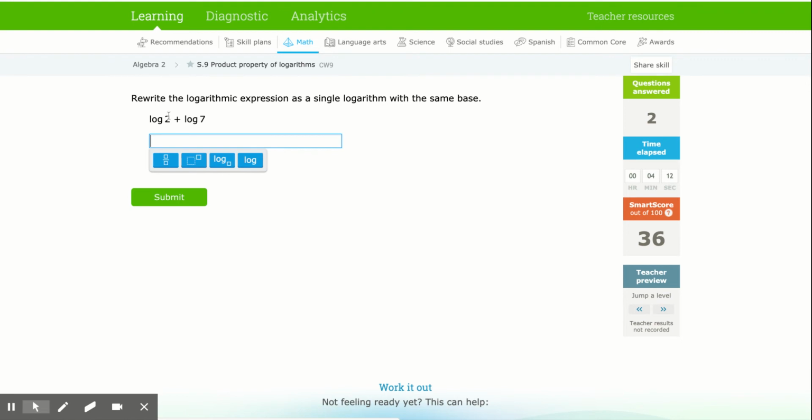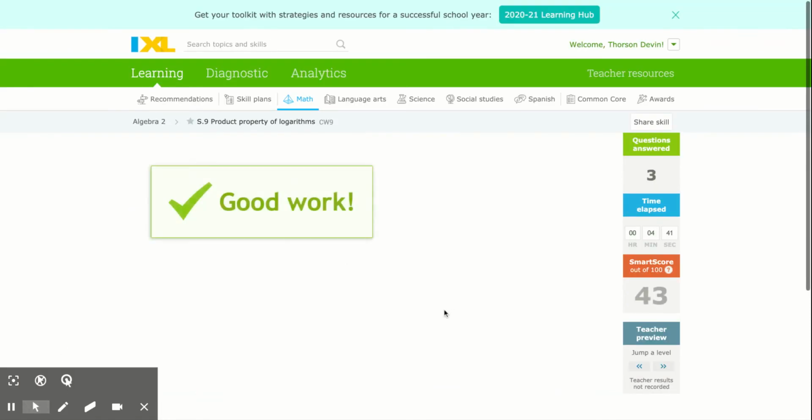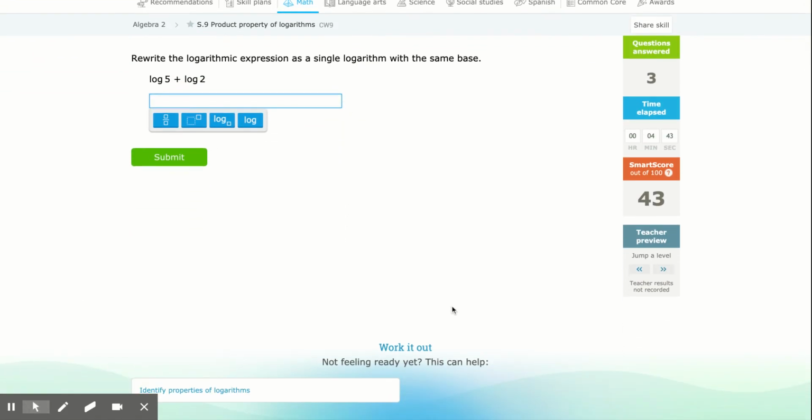Here's the one where they have it as separate logs, so we're going to change it back to a single logarithm. So we'll do a single log base 10. That's a common log of 2 times 7, or 14. Remember, going the other direction, you actually multiply. And I should write that here so you see that. That's log of one expression, which is 2 times 7. So again, very straightforward, very easy. I think you guys will fly through this.